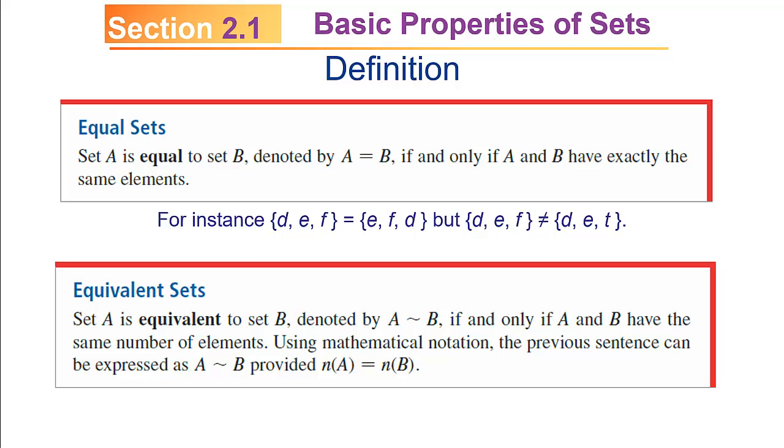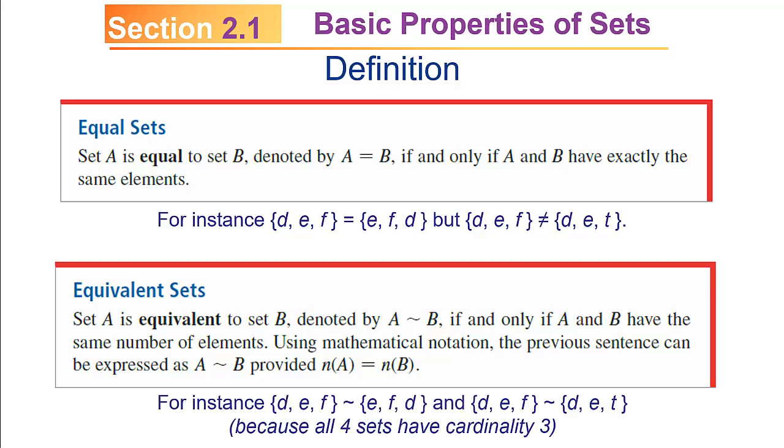Equality, they have to be exactly the same elements. Equivalence, they just have to have the same number of elements. So for instance, the set containing D, E, and F is equivalent to the set containing E, F, and D. You could have used equal there because they have exactly the same elements, but they're also equivalent. But the other one, D, E, and F compared to D, E, and T, they're not equal because one's got an F and the other's got a T. But they are equivalent because there are 3 elements on the left, D, E, F, and there are 3 elements on the right, D, E, T. So you're simply counting when you're looking at equivalence.